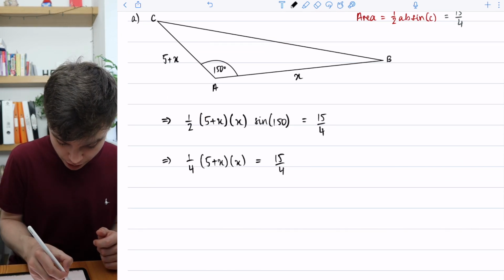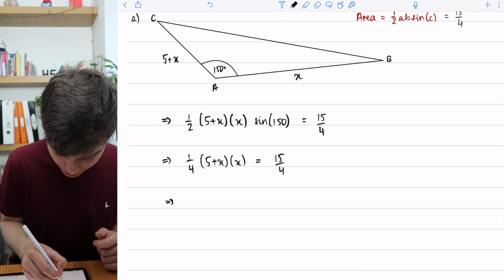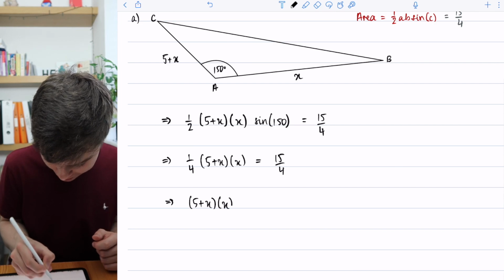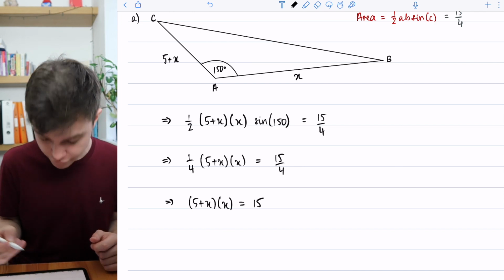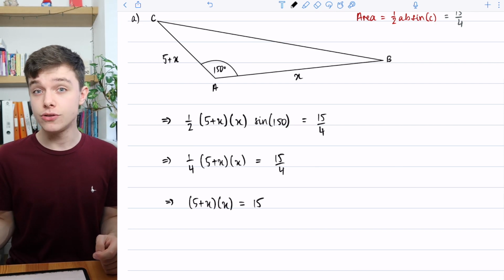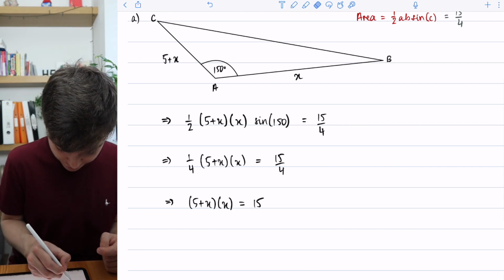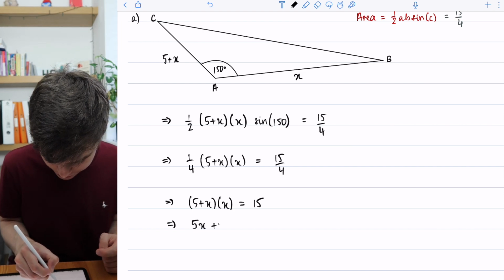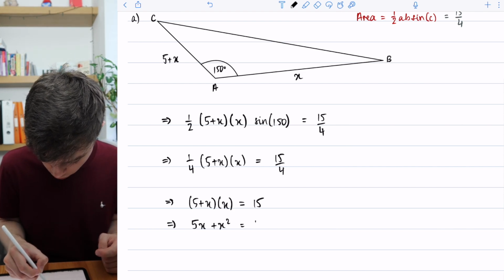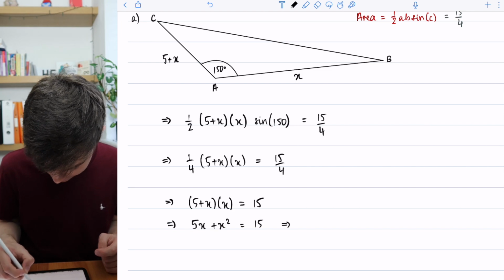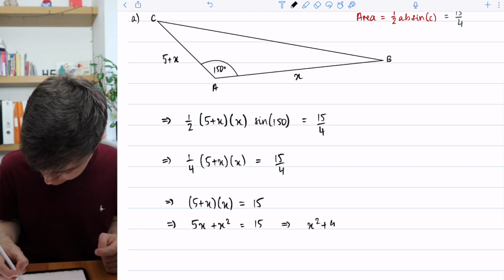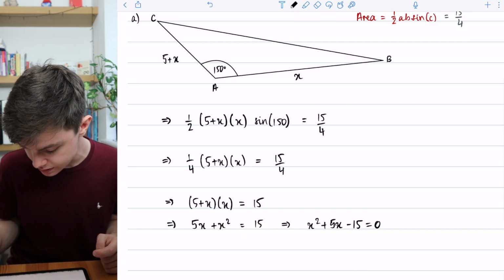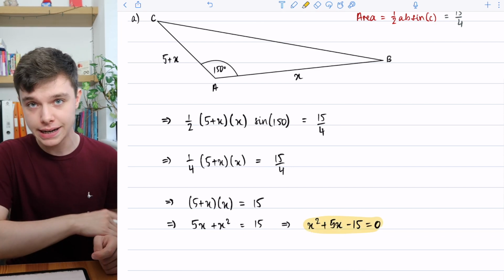We can then multiply both sides by 4, and that will just give me 1 at the front, so 5 plus x times x is equal to 15. And then I can just expand the brackets and take the 15 across to the other side. So we'll have 5x plus x squared is equal to 15. And that can tell me then that x squared plus 5x, writing it the other way around, minus 15 is equal to 0. And that is what we needed to prove.